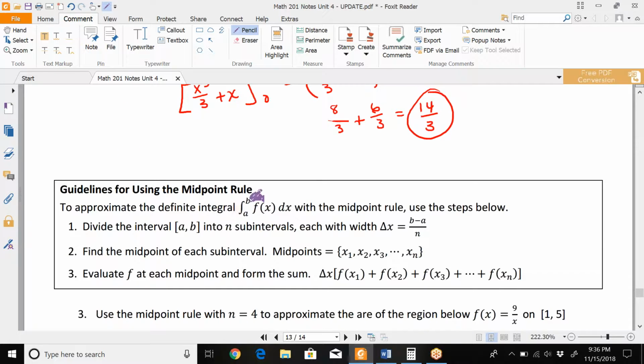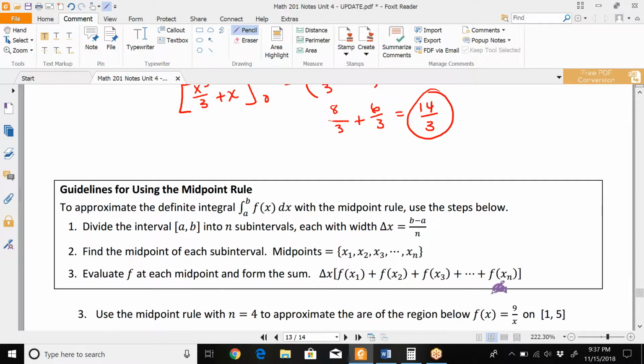So to approximate the definite integral from a to b of f of x dx with the midpoint rule, use the steps below. You divide your closed interval into the number of subintervals they tell you to by finding this. This is called the width of your rectangles. So you subtract the high number minus the low number, and you divide by this number, whatever it is, 5 rectangles, 6 rectangles. That tells you how wide each of your rectangles is going to be. You find the midpoint of each of our little subintervals that we made. So you have to figure out what's the middle number of each one.